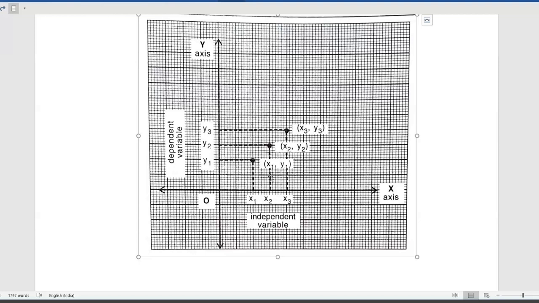At x2 time, which is here on x-axis, if we just go here on y-axis, then here you can see this point y2. So, we can say that at x2 time, the distance covered by the object is y2. And so on. And once we plot these points, then we have to join these points.